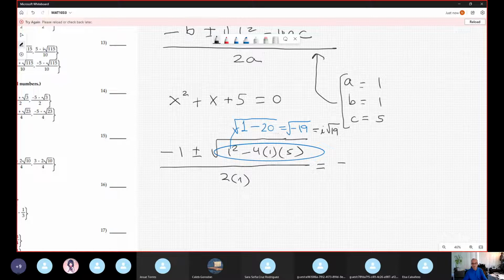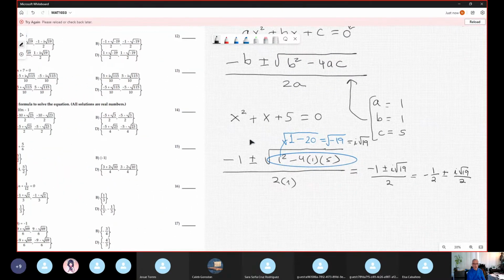You copy so far: negative 1 plus or minus i radical 19, divided by 2. You can leave it like that. But much better, in my opinion, is to split this common denominator, because the format for a complex number is to write the real part first, the part that does not contain i, and the imaginary part second. So, in my opinion, much better is negative 1/2 plus or minus i radical 19 over 2. It's equivalent; there are not many differences.